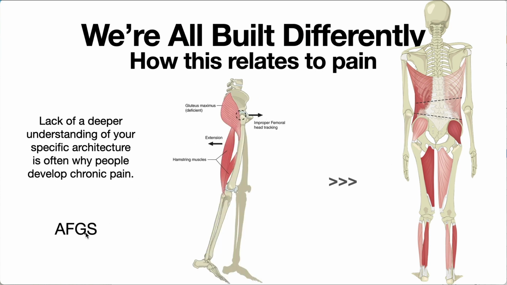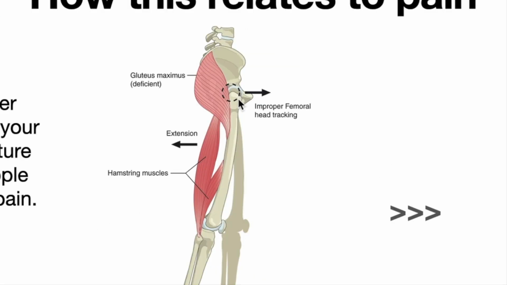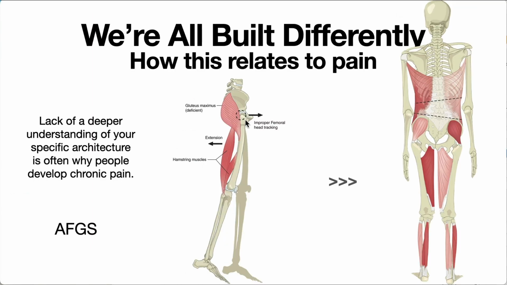Another thing is anterior femoral glide syndrome. This is a problem where the thigh bone in the socket is careening around inside that socket like a washing machine that's out of balance. Why is that happening? Because the gluteals aren't turning on. Why aren't the gluteals turning on? Because that is a problem with how you're walking and using your legs based on femoral anteversion or retroversion.